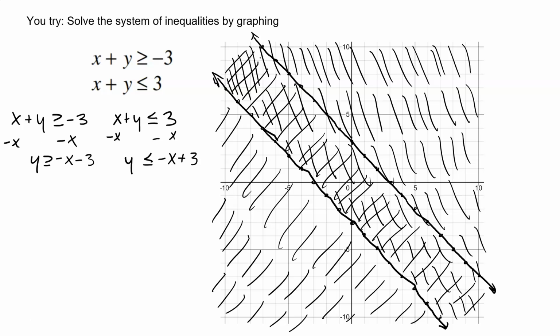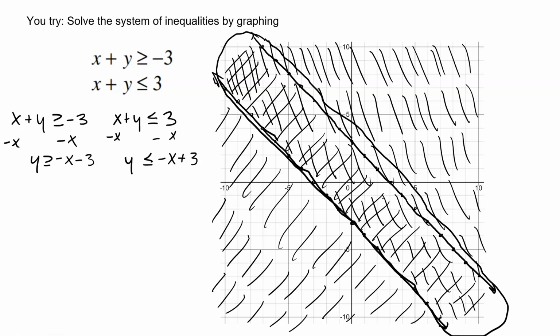For this one, you shade everything above. So you'll see all of this shaded above the bottom line. And then for the upper line, the one with a positive 3 y-intercept, you shade everything below. So you see all this shading down here below. So the overlapping region is everything between the two lines and including the lines for the inequalities themselves.